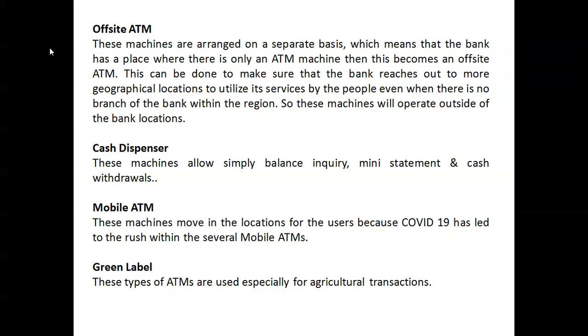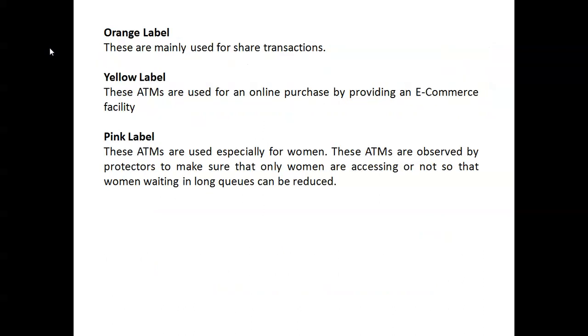Mobile ATM: this is used for COVID-19. Several mobile ATMs are also available. So that is called a mobile ATM. And green label is actually for agriculture transactions. Orange label is mainly used for share transactions. Yellow label is used for online purchases, like for e-commerce facility. Pink label, the ATM is used especially for women.